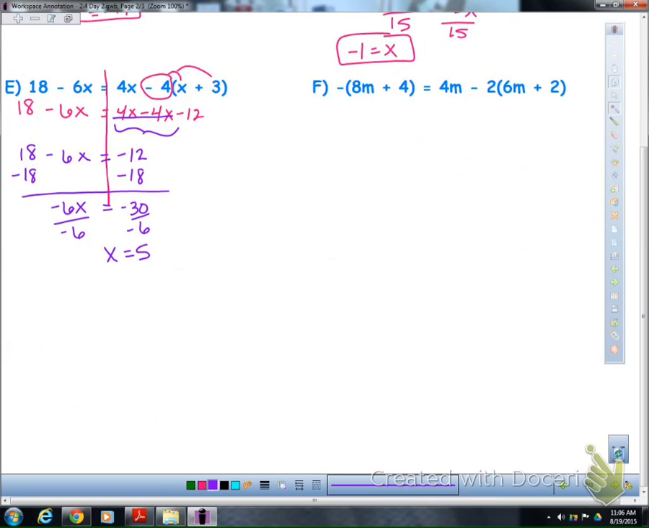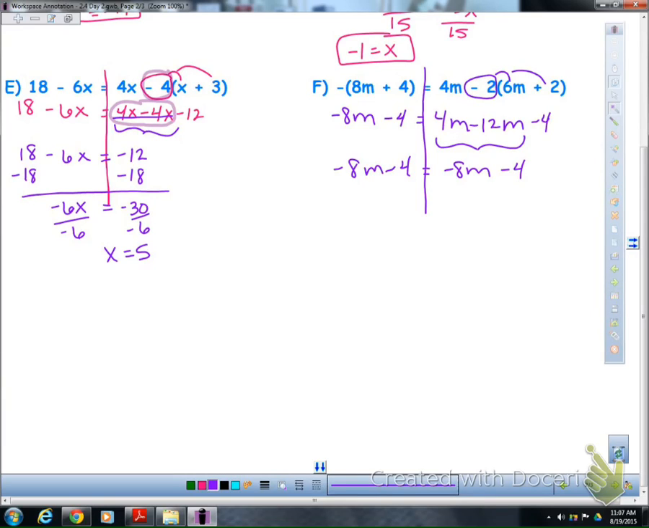So a couple of things you have to be careful of. First of all, distributing this negative 4 up here. Secondly, when these two cancel, you do not have to put the plus 0, just bring down the negative 12. And then you can solve it like normal. So pause the video and solve example F on your own.